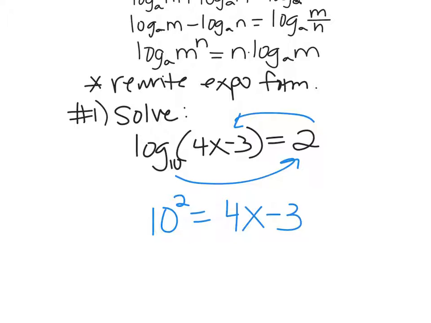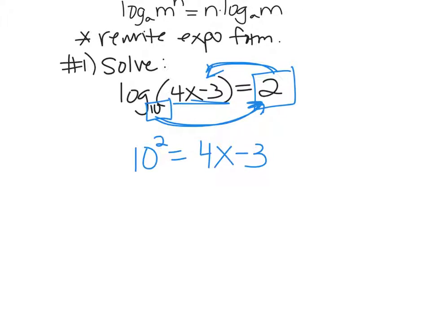You write it in its exponential form. A log is an exponent. 10 is the base, the exponent is 2, and it equals the stuff inside. So it's like a rotation, and that's why I write the arrows there to help you out. 10 to the second equals 4x minus 3. Now you have this to solve. You got rid of the log by writing it in its exponential form. What is 10 to the second? 100 equals 4x minus 3.